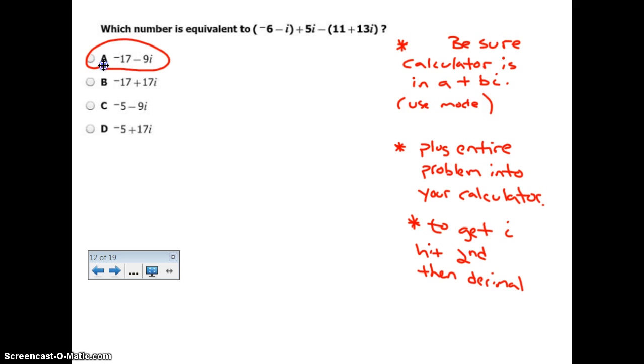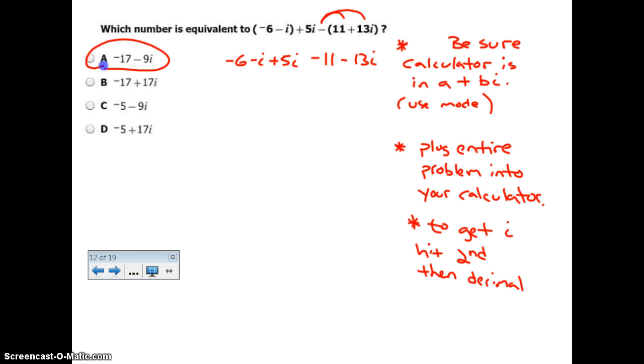So you can stick around if you want to see how this problem can be done using the strategies that we learned in class. I'd be glad to show you. Or you can go on to the next problem. But here's just a quick review of how we did it in class. It's a lot like combining like terms. So you want to distribute the minus sign here first. You get -11 minus 13i. And then we can get rid of the parentheses for everything else. -6 minus i plus 5i. And then we're going to combine like terms.